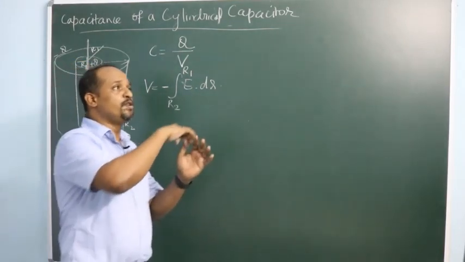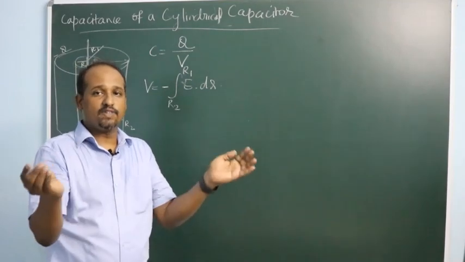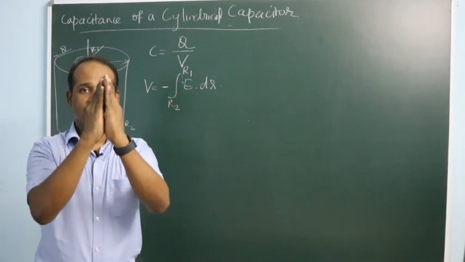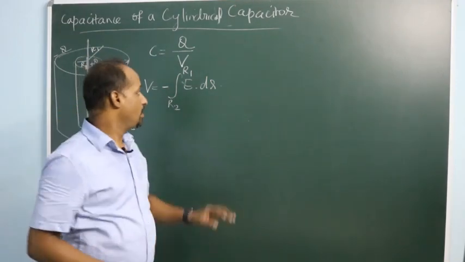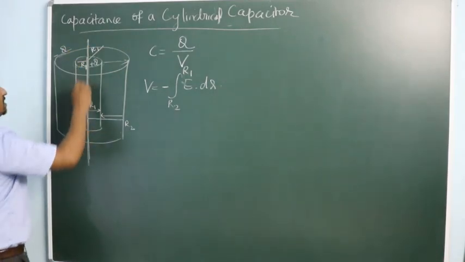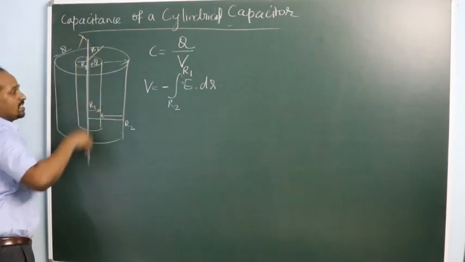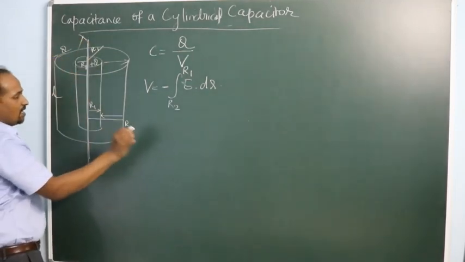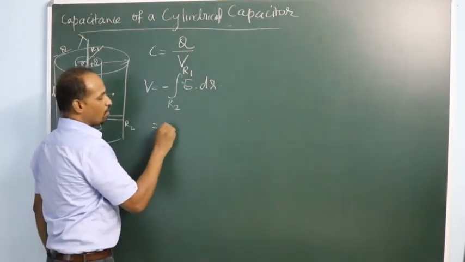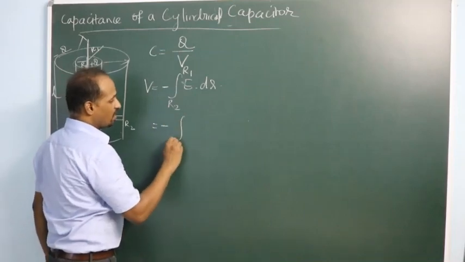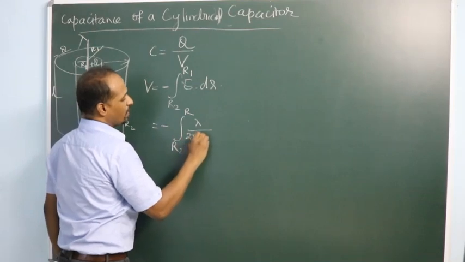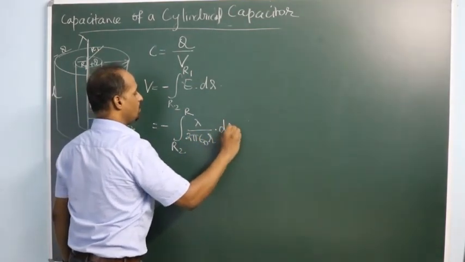If the charge is distributed over the surface of a sphere, it behaves as if all the charges are at the center. In the case of a cylinder, all are concentrated at the center but in a linear fashion, so it behaves as if all the charges are concentrated in the form of a straight wire having a charge density lambda. If the linear charge density is lambda and the length of the cylinder is L, you remember that the electric field at a distance r, according to what we derived in the applications of Gauss law, is lambda by 2 pi epsilon naught r. So the integral from R2 to R1 of E dr is lambda by 2 pi epsilon naught r into dr.